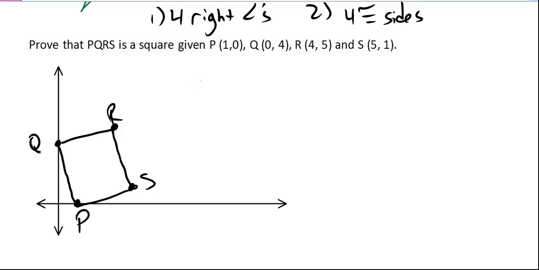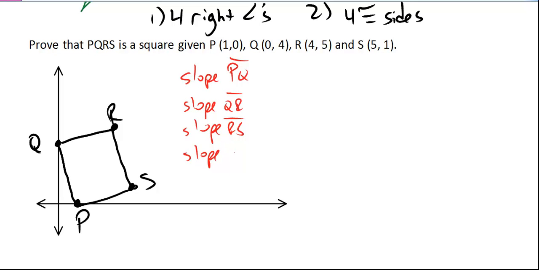Right? So first, maybe say I want to find the slope of PQ, slope of QR, slope of RS, and slope of PS. Okay, and so the slope of PQ, we can see it's 4 minus 0 over 0 minus 1 is negative 4. And I'm going to kind of do this more quickly. You can come and check with me. For QR, I'm going up 1 and over 4. For RS, again, it's negative 4. And for PS, it's 1/4.